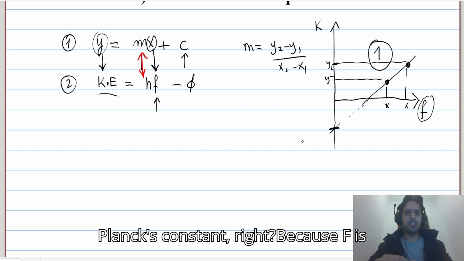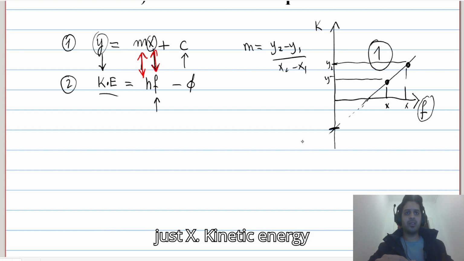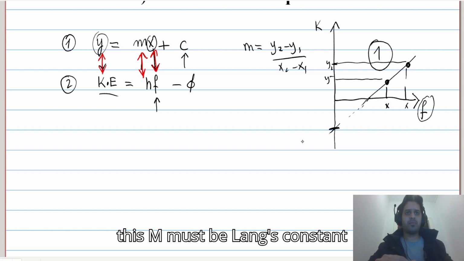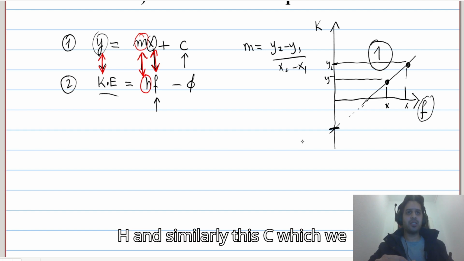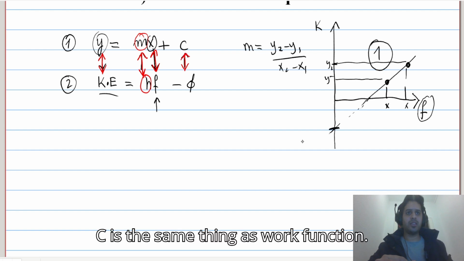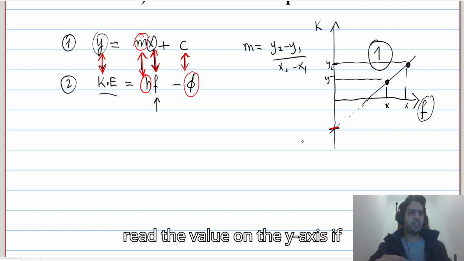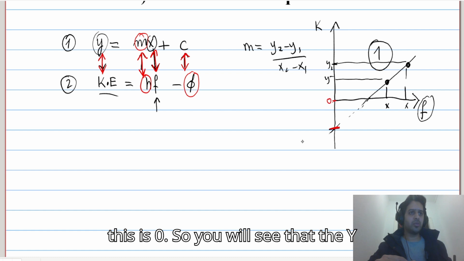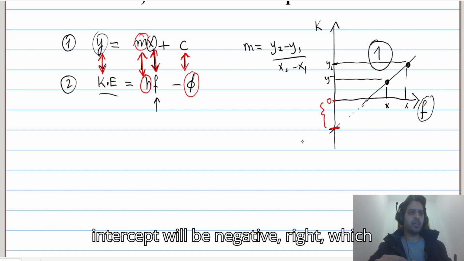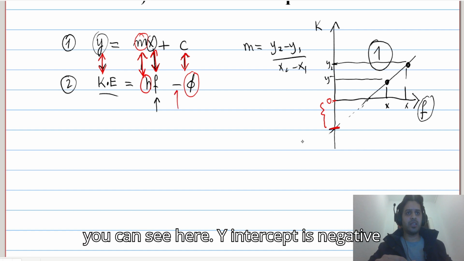Because F is just x, kinetic energy is plotted on the y-axis. So this m must be Planck's constant, h. And similarly, this c, which we called the y-intercept, in our case is the same thing as the work function. So if you just extend the graph and read the value on the y-axis, where x is 0, you will see that the y-intercept will be negative, right? Which you can see here.